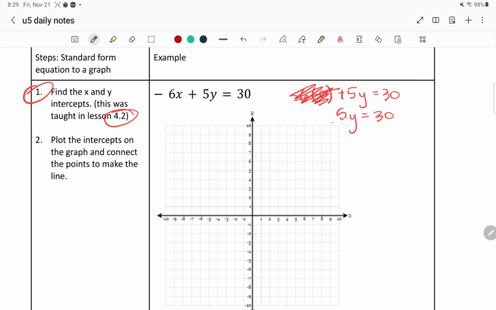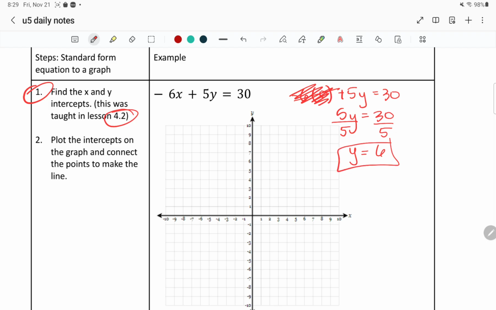And then I solve for y. Well, it's 5 times y, so I'm going to divide by 5, excuse me. And then y equals 30 divided by 5, which is 6. That's going to be my y-intercept because that's the one I solved for.